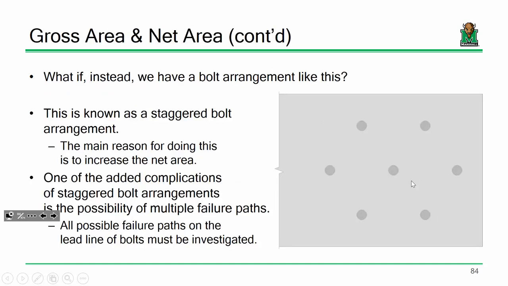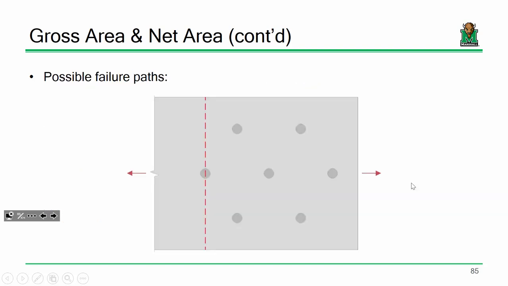And then we started to tackle this question: how do we address a bolt arrangement that's staggered? It has sort of a diagonal pattern to it. Remember, the reason you're laying out a bolt pattern like this is ultimately to increase the net area. For each one of those diagonal paths, we get a benefit in terms of net area by adding what we call a stagger factor.